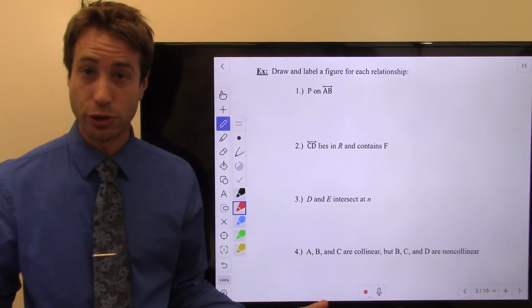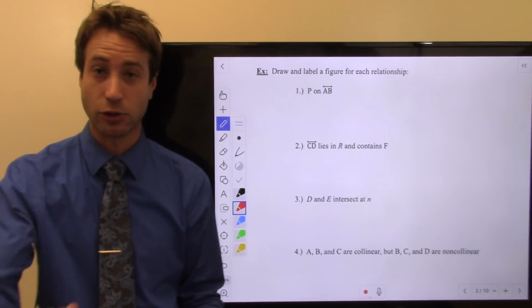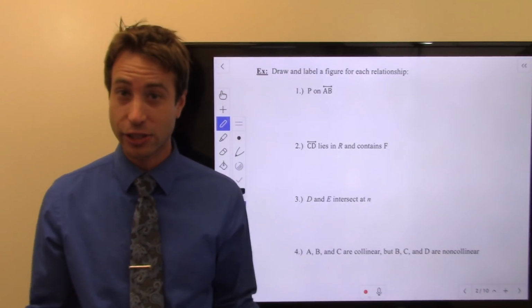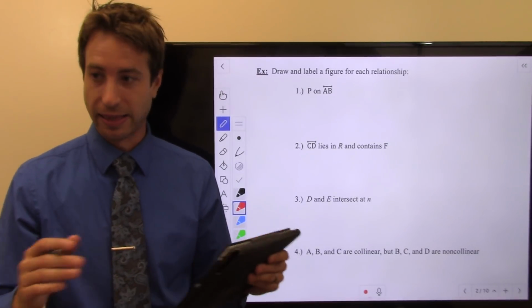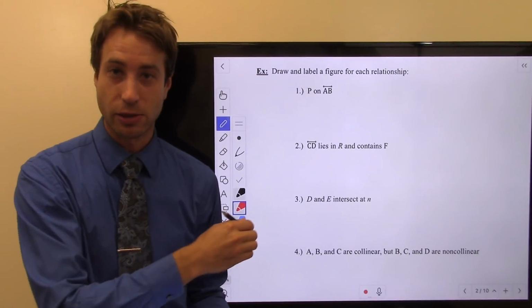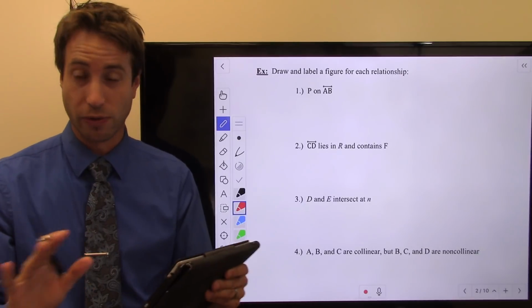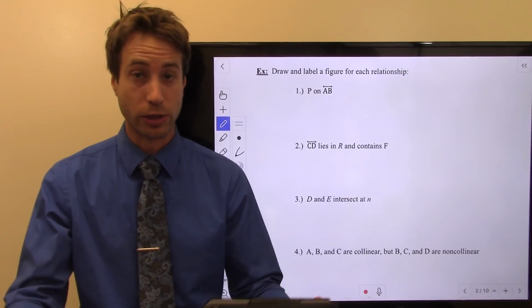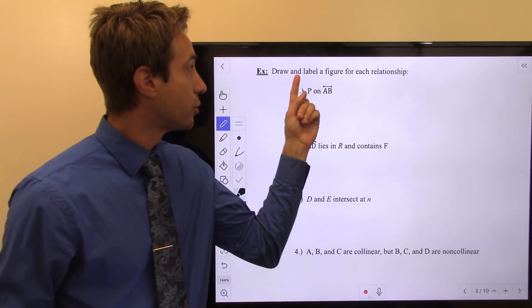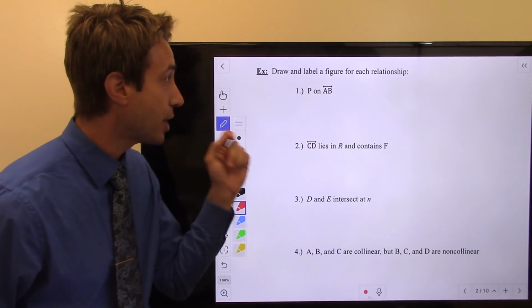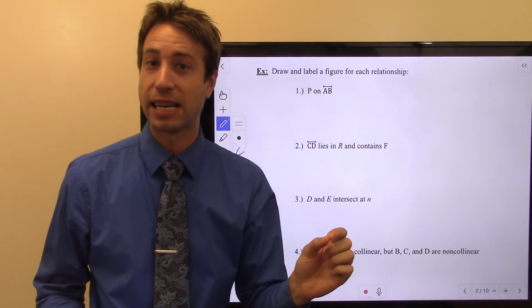All right, and I've been doing geometry for a very long time. In fact, drawing pictures is one of the reasons why I even like geometry. I'm a doodler. I like drawing pictures. And this sort of makes doing geometry worth it for me. So if I have an opportunity to draw a picture, I'm going to draw a picture. Here's what I've got. I want you to draw and label figures for each relationship. P, it is a capital, non-italicized letter.